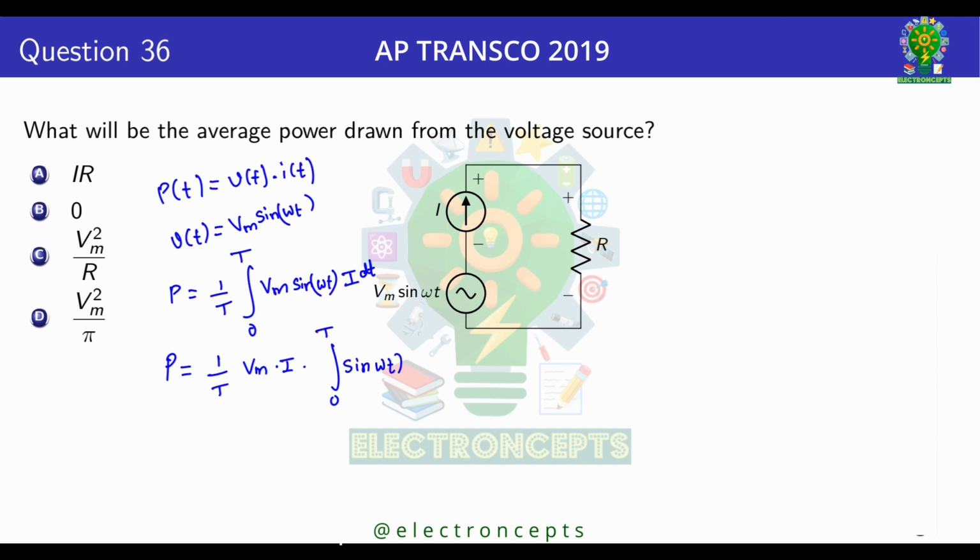t dt. The integral of sin omega t is 0. Therefore, we can say that P average value drawn from the voltage source is 0. Therefore, option B is correct.